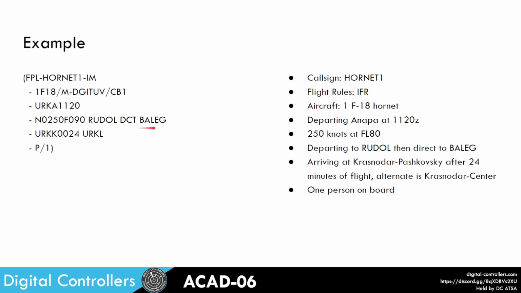This is followed by the route, so in this case they will be routing to Rudel and then direct to Balag. This is then followed by the arrival aerodrome and the time en route. So in this case they will be arriving at Krasnodar-Pashkovsky after 24 minutes of flight, estimated obviously, and their alternate here is Krasnodar Center. Then we have any supplementary information, so in this case they have indicated they have one person on board.